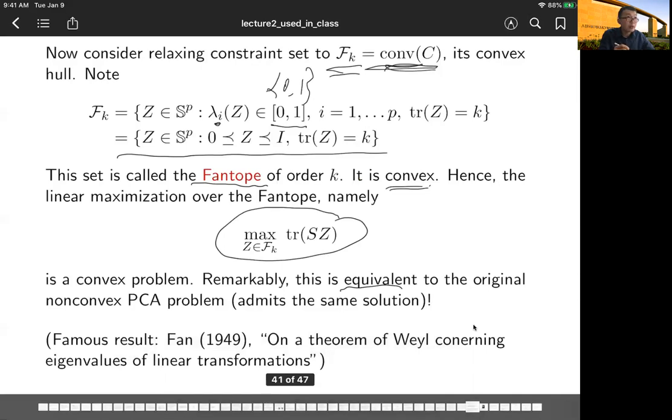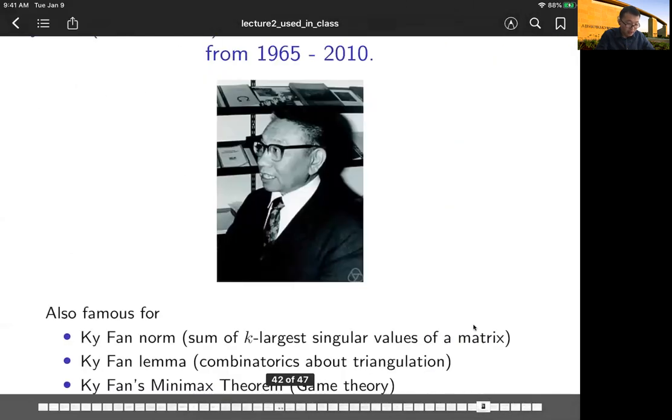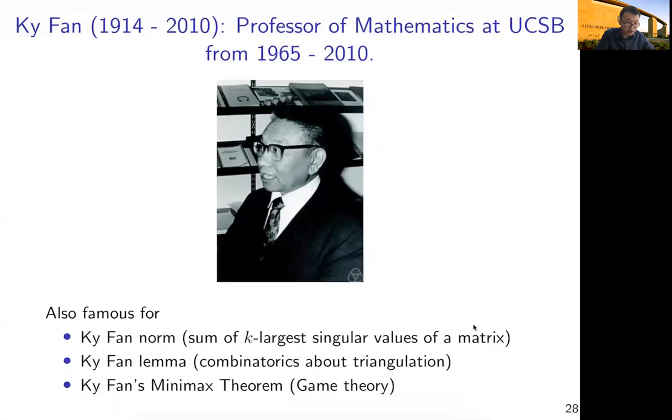Okay, so a fun fact about this result and also about Ky Fan is that this mathematician was actually a professor of mathematics at UCSB for 45 years, until he passed away in Santa Barbara. And the same guy is also famous for other mathematical contributions, including his contribution to combinatorics and his generalization of von Neumann's minimax theorem. Right, so this is a very prolific mathematician of our own at UCSB.